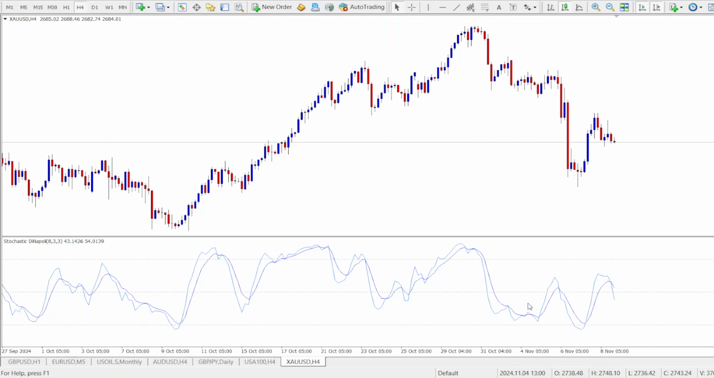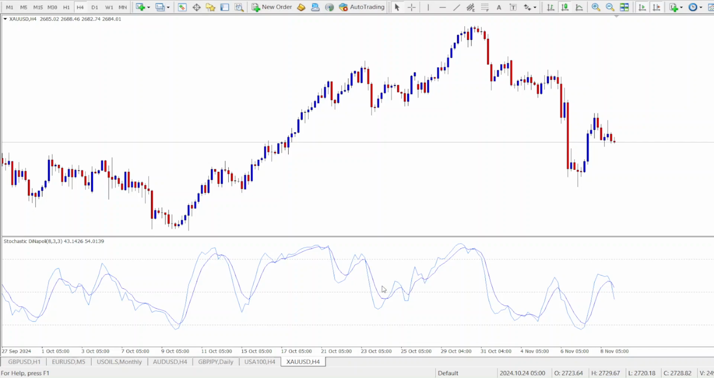However, when we have the indicator below 50 but above 20, it can show that the bearish trend is still ongoing. When we have the indicator above 50 but below 80, it can show that the bullish trend is still ongoing.